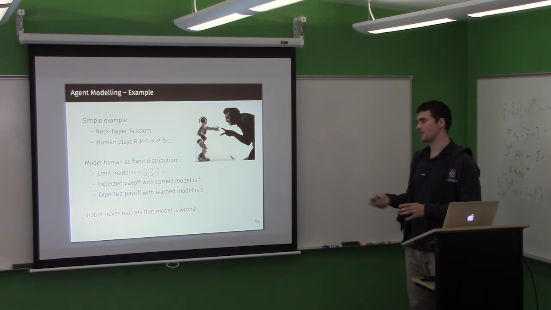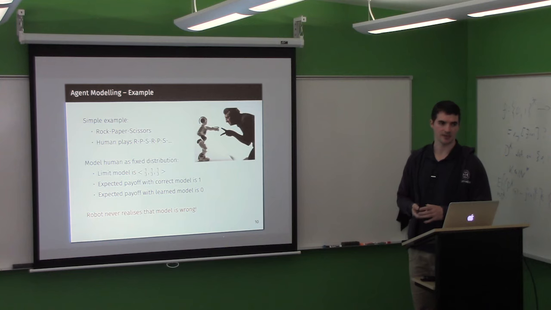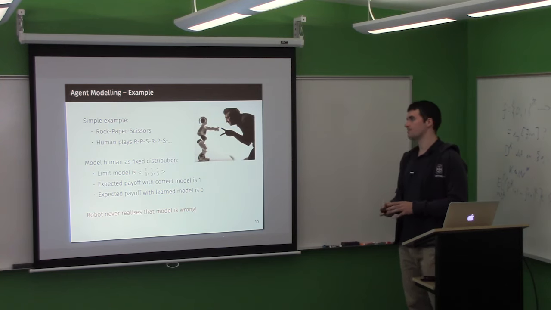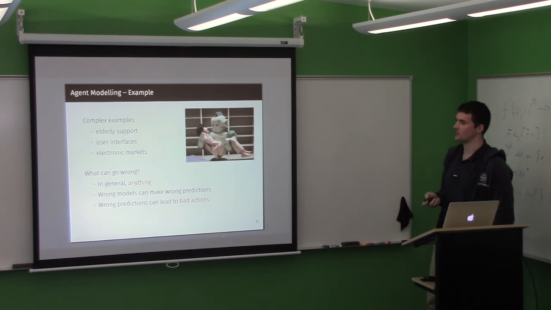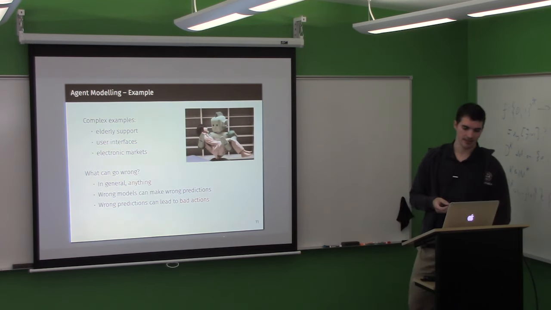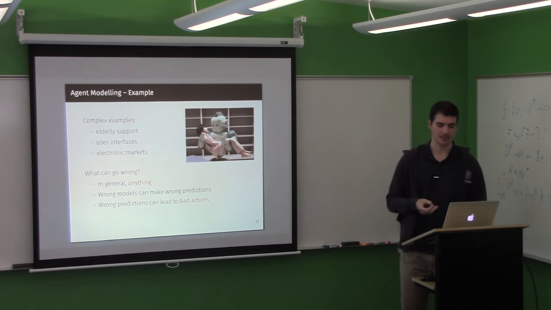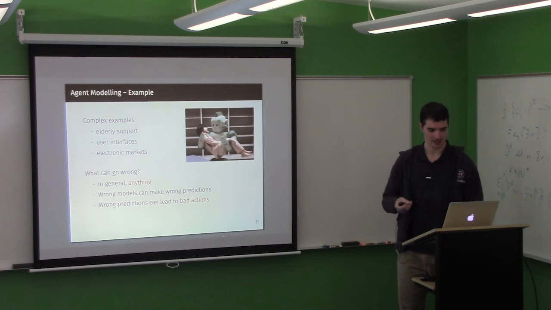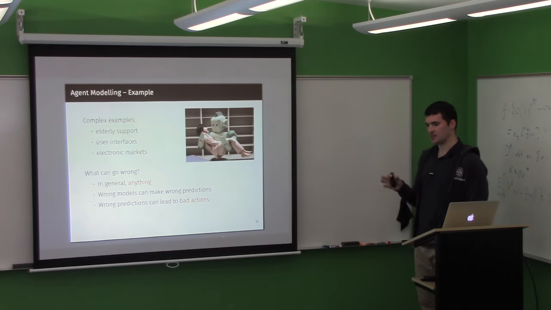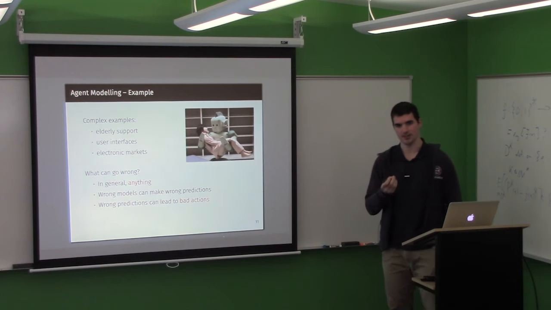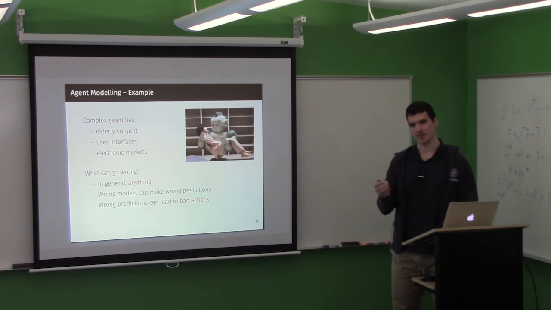And this is a very simple example, but it also holds for more complicated model fitting methods. It's not all that hard to scale this up to more realistic and complex examples, such as elderly support, adaptive user interfaces, and electronic markets. And we had a really interesting talk already about that. Essentially, any domain where you have a collective of agents that need to interact closely with each other and that have to develop some kind of understanding of each other's behaviors.